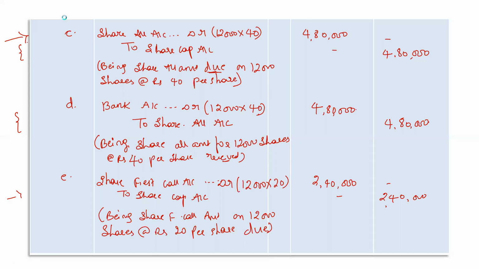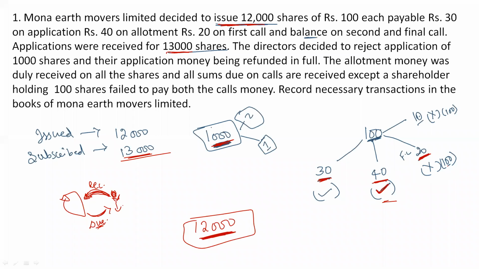Now while payment, when the public has to pay the amount, one of the shareholders has 100 shares. See, company is issuing how many shares? 12,000 shares. Out of this, let us assume Mr. A is having 100 shares and he is not paying the first call amount. Company totally asked 2,40,000 rupees to pay, but company did not receive all of it. On 100 shares, company did not receive 20 rupees.